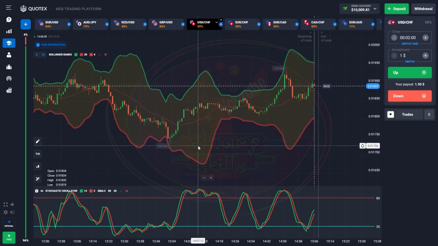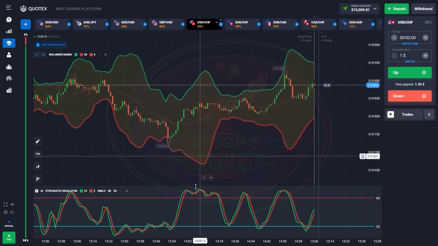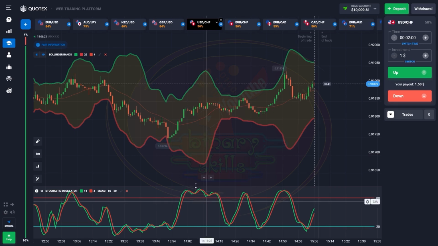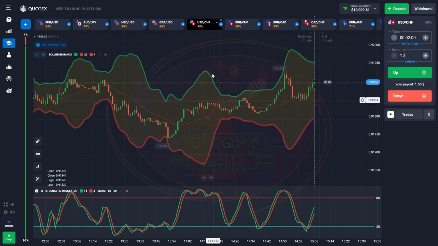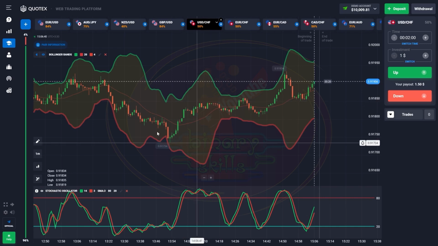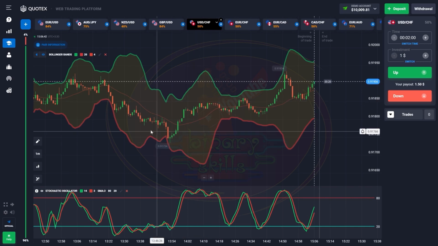I'll explain exactly when you should enter a trade, expecting a trend reversal. For example, take a look at this area. We can see that on the stochastic oscillator, the price is above the 80 level, indicating overbought conditions. But on the Bollinger Bands, the price is in the middle of the band, meaning it's not near the upper boundary, so it wouldn't be safe to trade here. We want to use both indicators to find more reliable points.